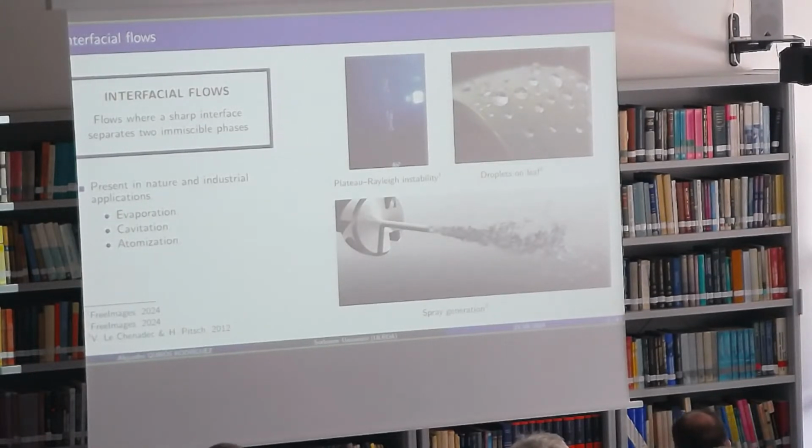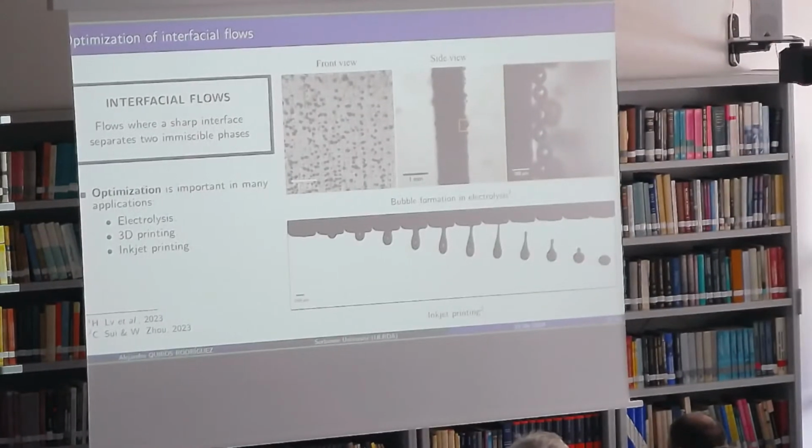So we have a falling stream of water that has broken up due to a Plateau-Rayleigh instability. We have some rain droplets over a leaf, and we have some spray generation in an injector. As in many other types of flows, optimization is very important for many applications. For example, in the case of electrolysis, we want to reduce the bubble formation. And in the case of inkjet printing, for example, we want to optimize the size of the droplets.